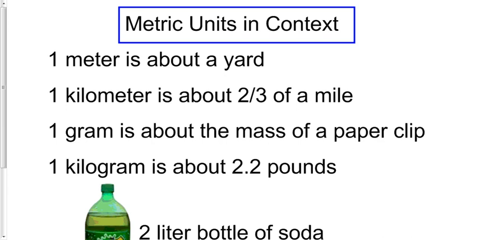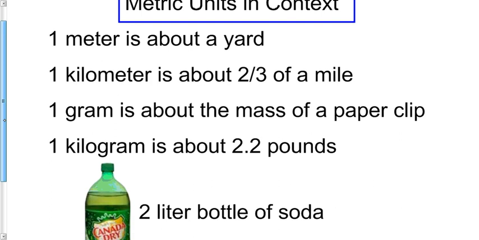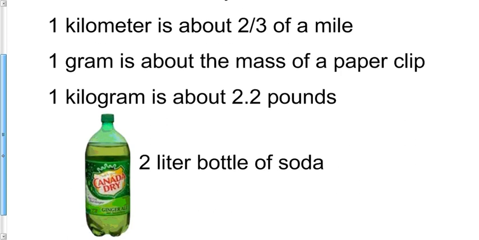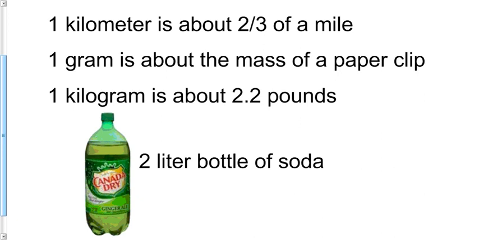So just so you have a sense of what these values are, a meter is about as much as a yard is, a little bit more. A kilometer is about 2/3 of a mile. A gram is about the mass of a paperclip, so think about a standard paperclip, and that mass is about how much a gram is. So a kilogram is about 2.2 pounds. And for liquid capacity, a 2-liter bottle of soda is something we're fairly familiar with seeing.